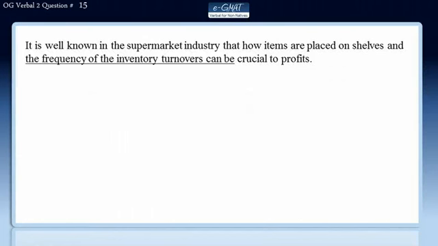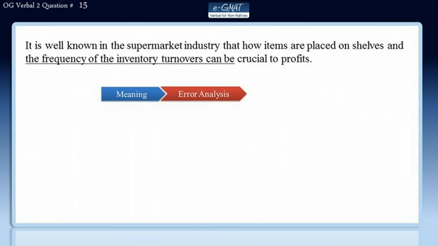We will solve question number 15 of OG Verbal 2nd edition by using the e-GMAT 3-step process. In the first step, we will understand the meaning of the sentence. In the second, we will evaluate the errors in the sentence, and finally, we will review all the answer choices to get to the correct answer.